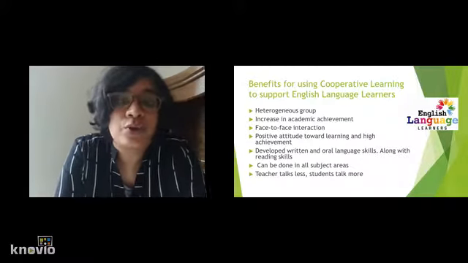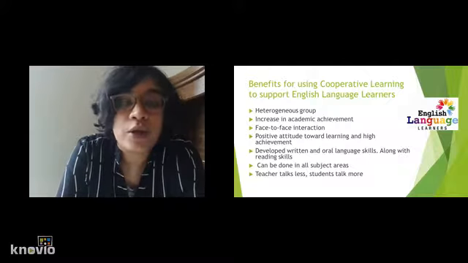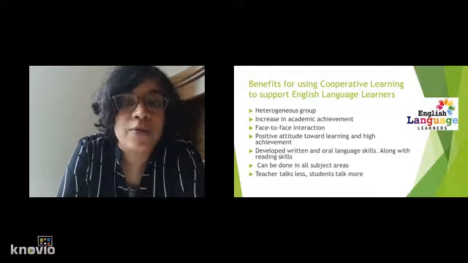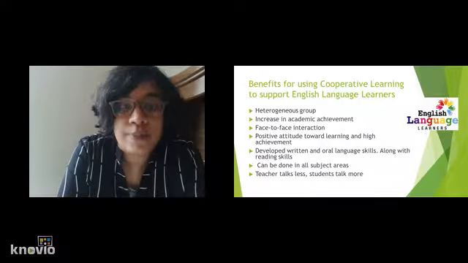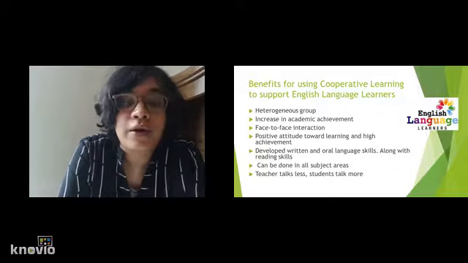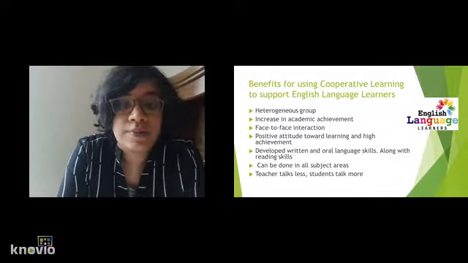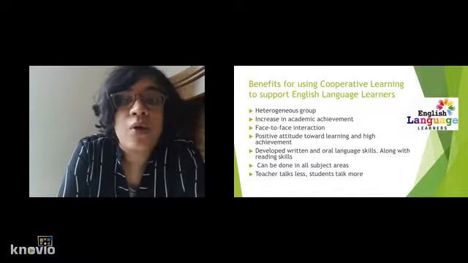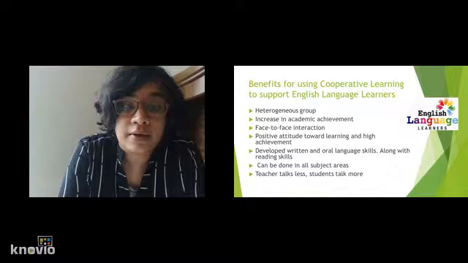Positive attitude toward learning and high achievement. When children work together in cooperative learning, they feel like they are part of the learning, not just being lectured at. Because everyone must know the answer and content, there is a strong possibility for higher academic achievement. This is a chance for students to develop written, oral language, and reading skills.